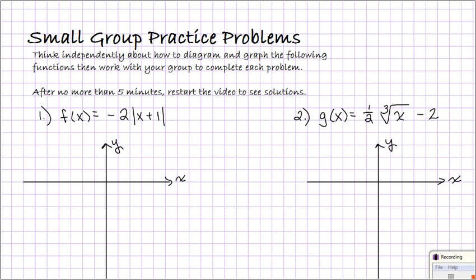Okay, so here are two small group practice problems. What I want you to do is think independently first about how to diagram and graph these functions. Give yourself at least 30 seconds to think about each one. Then work with your group to complete these problems. If you think you can do it on your own, go ahead and graph them on your own. After no more than 5 minutes working in your group, restart the video and I'll show you the solutions to these before you go work on your own stuff.